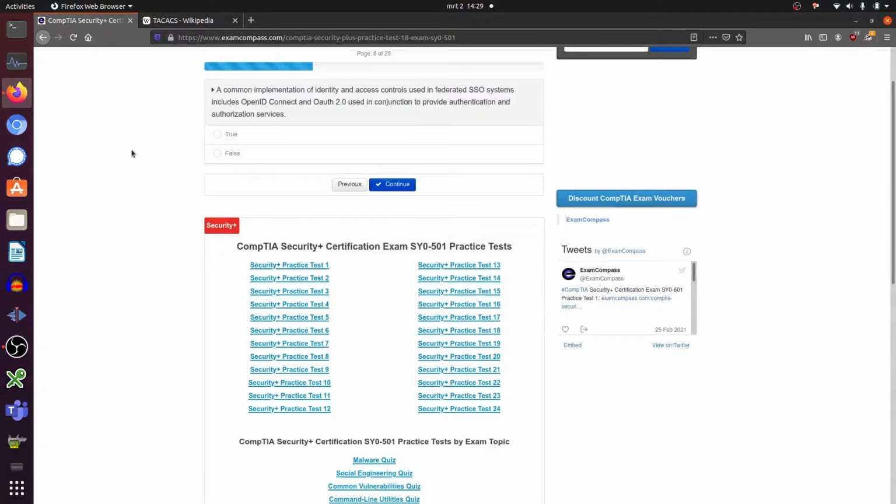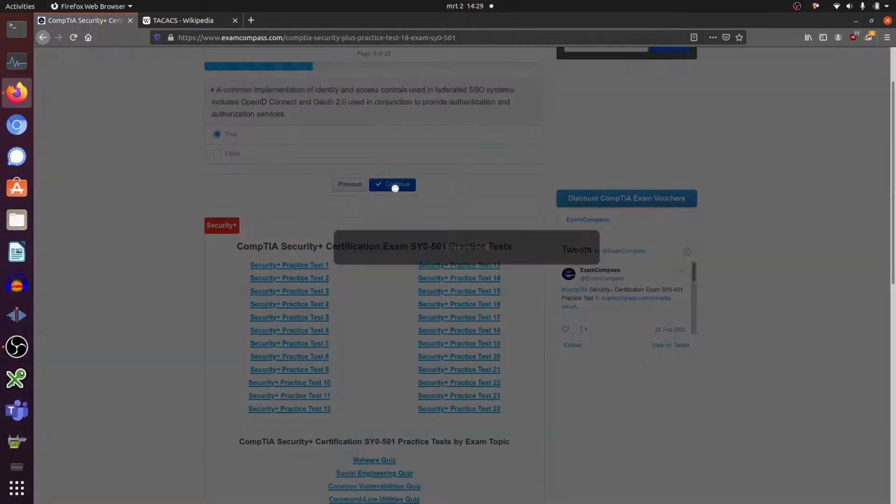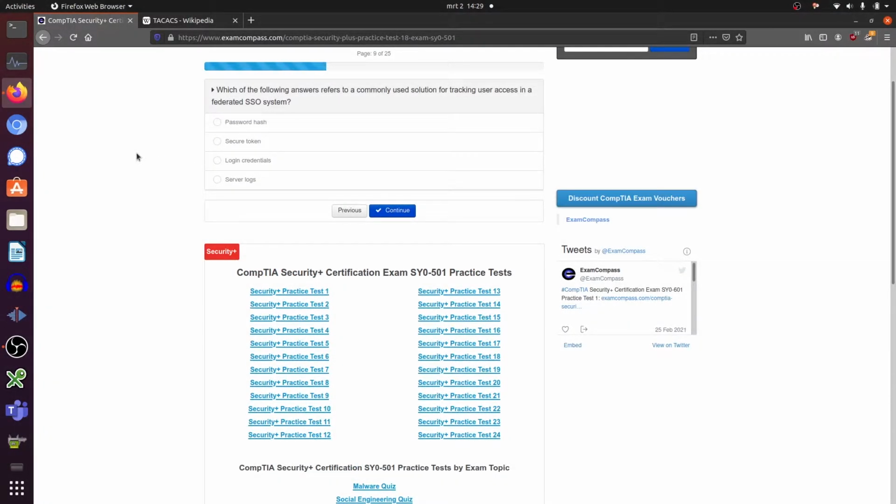A common implementation of identity and access controls used in federated SSO systems include OpenID Connect and Open Authorization 2.0 used in conjunction to provide authentication and authorization services. That's 100% correct, true. Which of the following answers refers to a commonly used solution for tracking user access in a federated single sign-on system? That's a security token. So this might be the Google Authenticator app or maybe an RSA key, things like that. A security token.